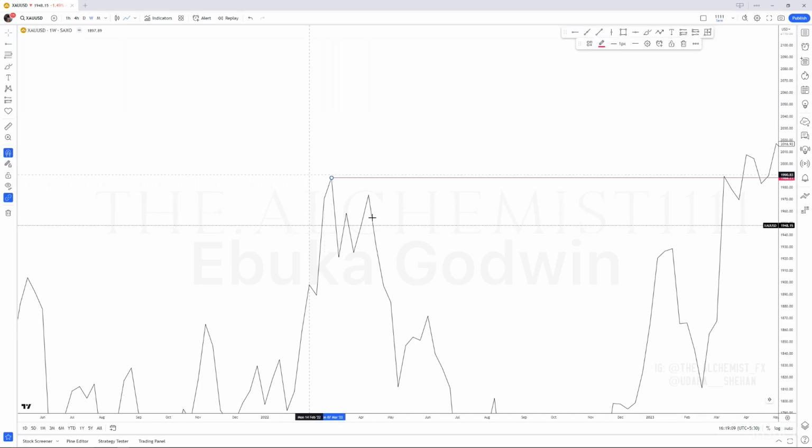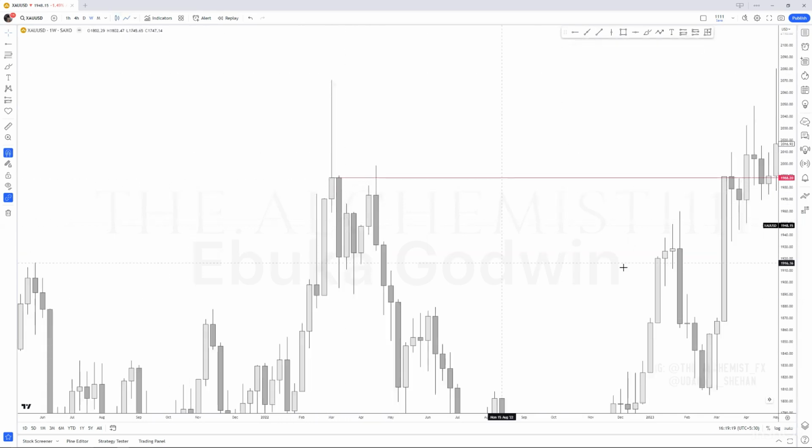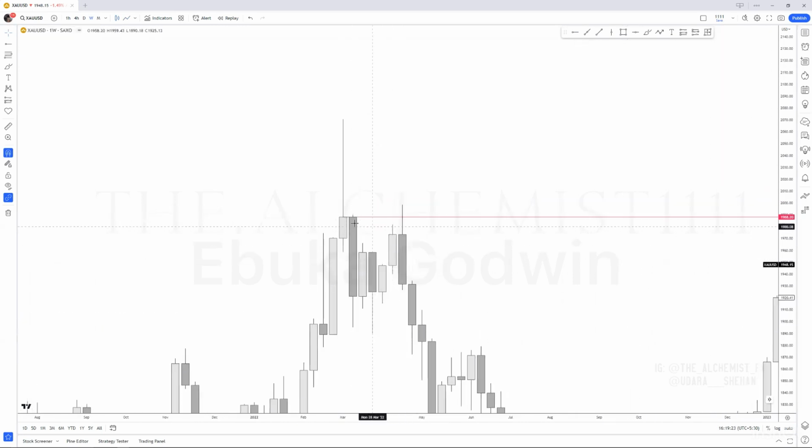We put the magnet tool. Always use the magnet tool when you're drawing these zones, so it just automatically goes onto the closing prices like this. So there we go. Now do not confuse this. I see many people making this mistake. When you're marking out this resistance, remember, when we're dealing with support and resistance, what we deal with is closing prices of candles.